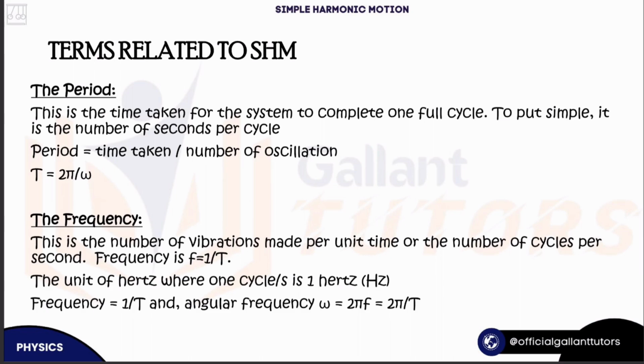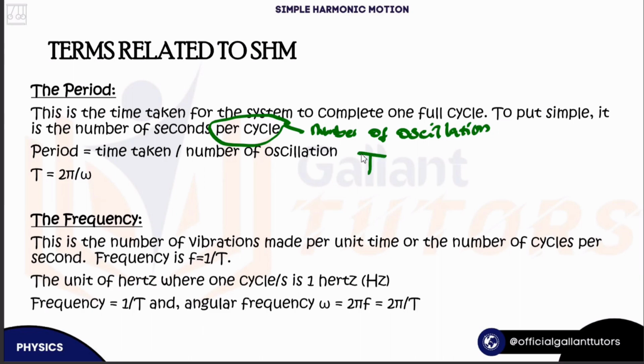So we can also say that it is the number of seconds per cycle, or time taken per cycle. And now per cycle, we're literally talking about what? The number of oscillation. The number of what? Oscillation.